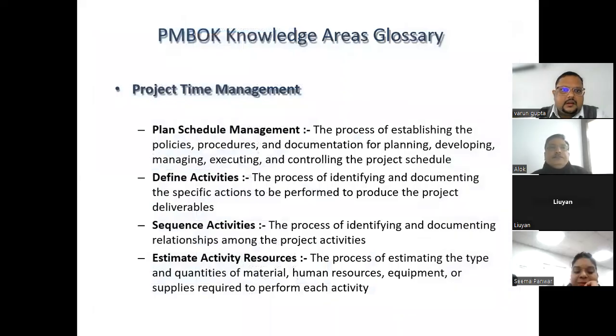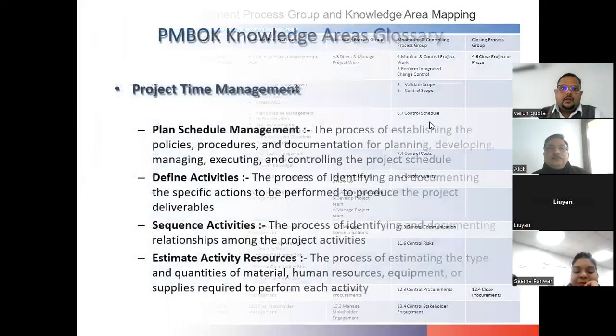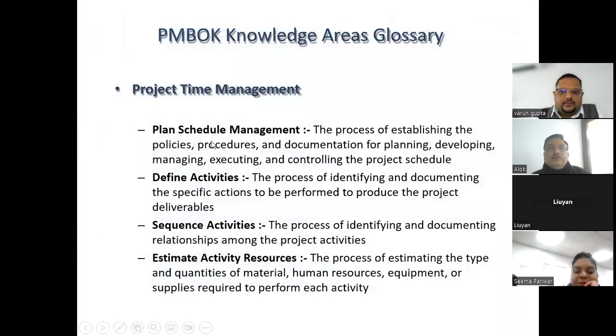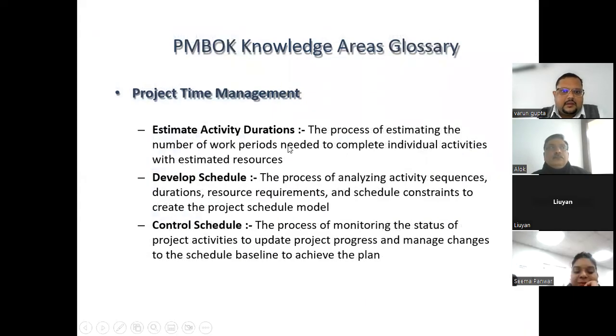So this is some of the definitions or the parameters in time management. If I see this slide, in project time management, you have plan schedule, define activity, sequence activity, estimate resources, durations, develop schedule, control schedule. Now this slide describes each one of those in detail. What is plan schedule? What is define activities? What is sequence activity? What is estimate activity resources? And then next is estimate the activity durations, develop schedule, control schedule.